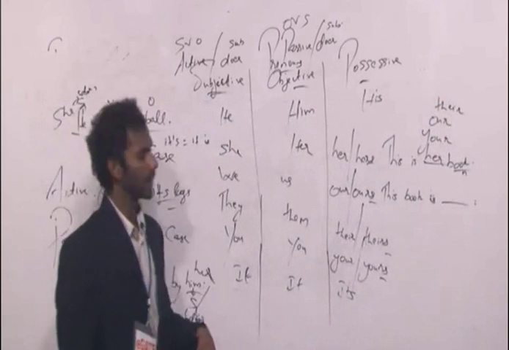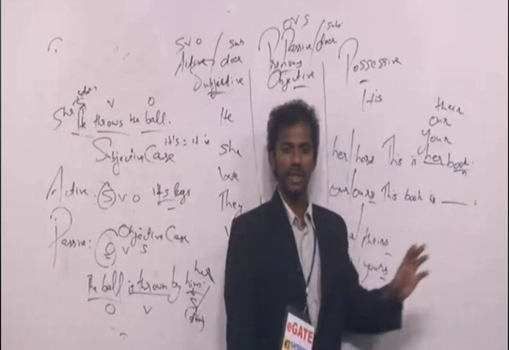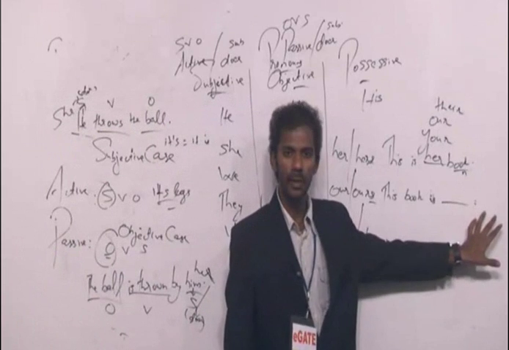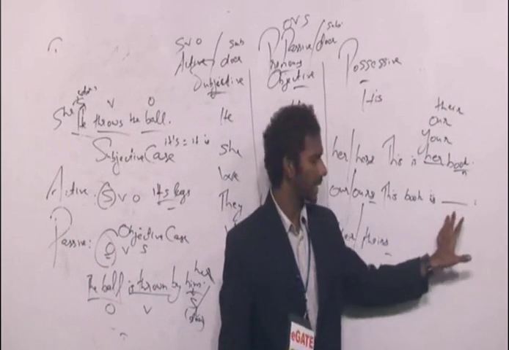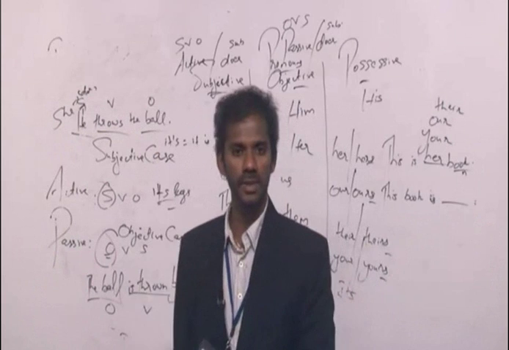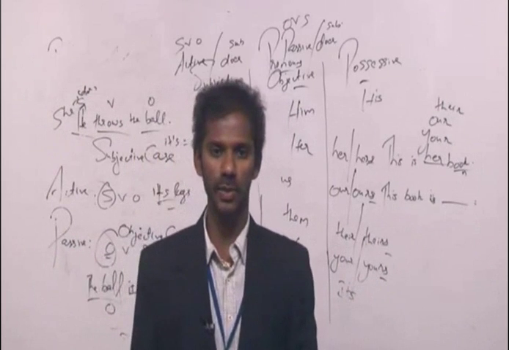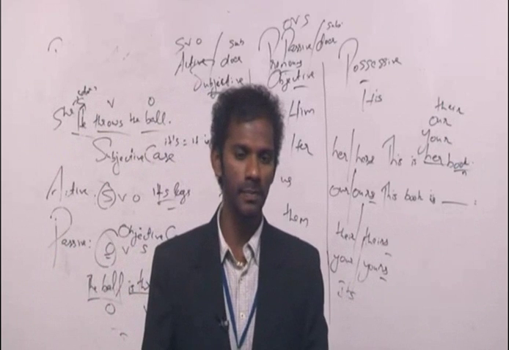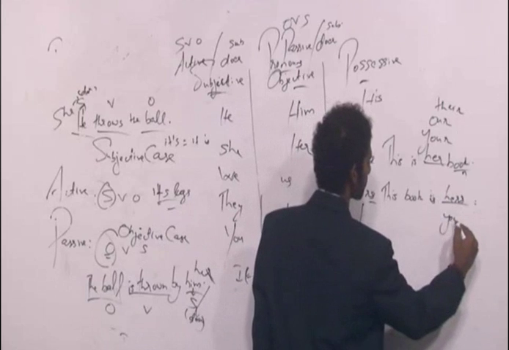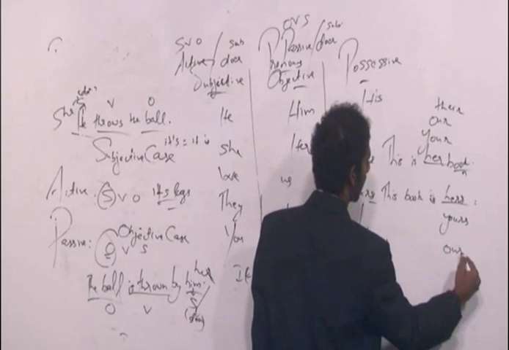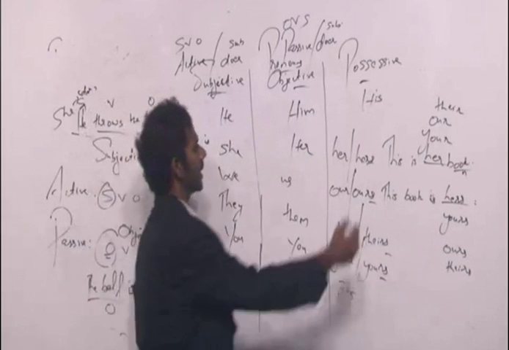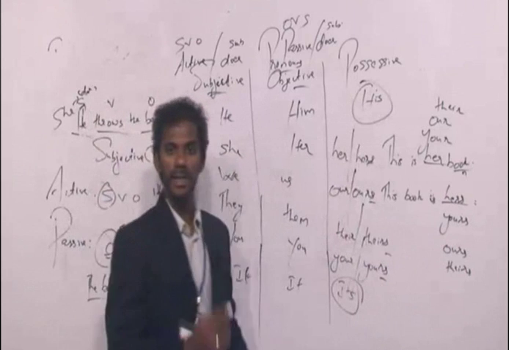Clear? Come to the second one. This book is dash. The possessive pronoun must come here, right? Do we have a noun after the possessive pronoun? No. In the second sentence, there is no noun after the possessive pronoun. If there is no noun after the possessive pronoun, then s with the pronoun. So it should be: this book is hers, yours, ours, theirs. Clear?